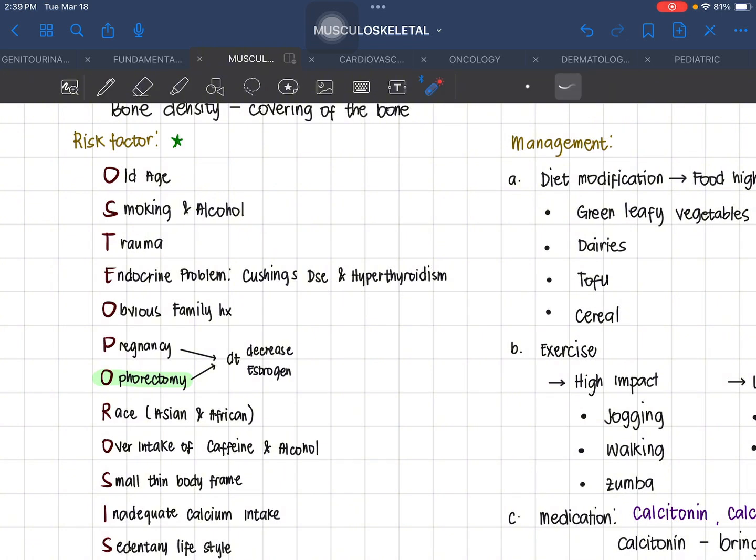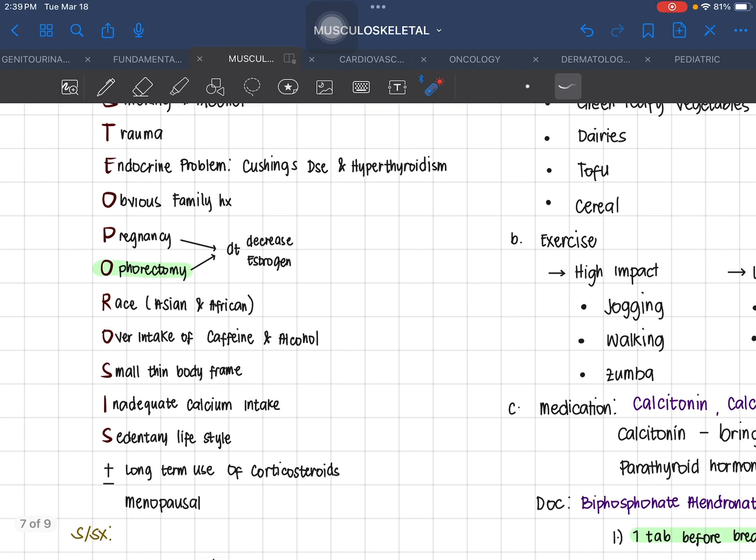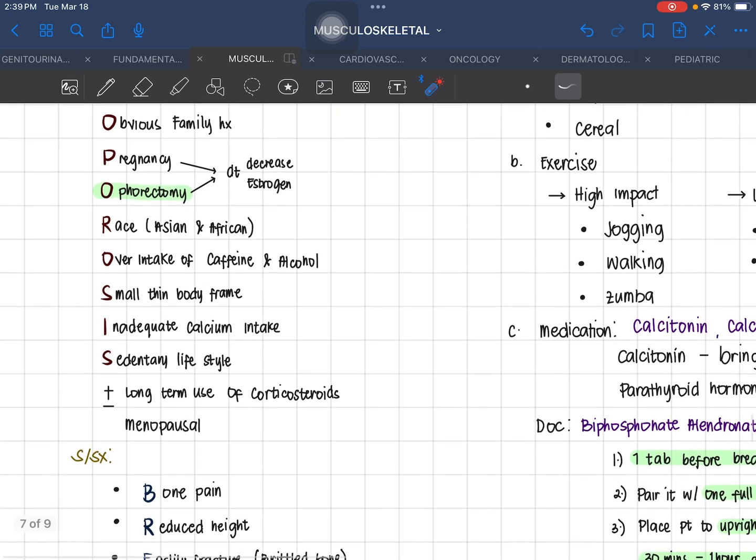And then next is race. Of course, common siya sa mga Asian and then African. Next, for O, over intake of caffeine and alcohol. And S for small thin body frame. So, it means gaya yan sa mga Asian race. So, next is inadequate calcium intake. Siyempre, important talaga yung calcium sa bone. And then, meron pa palang last. So, S for sedentary lifestyle.